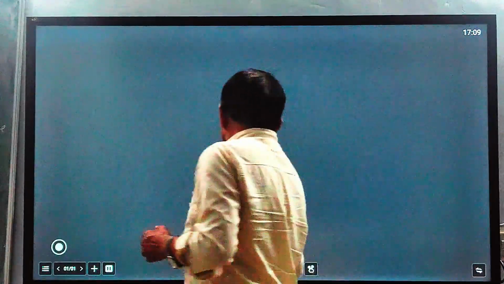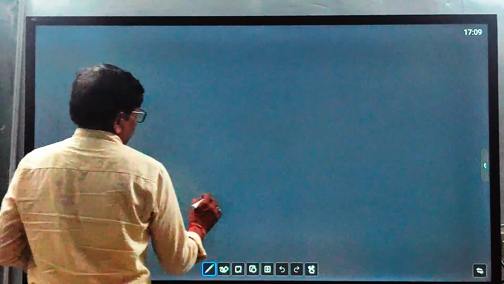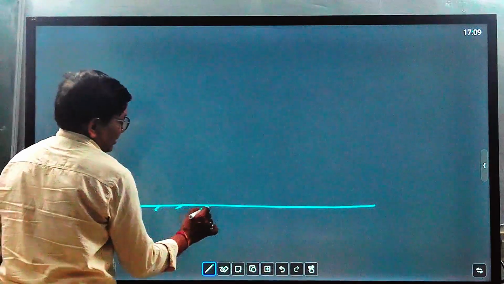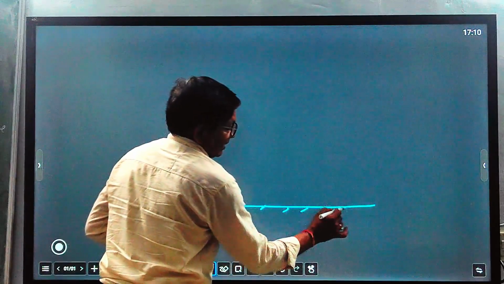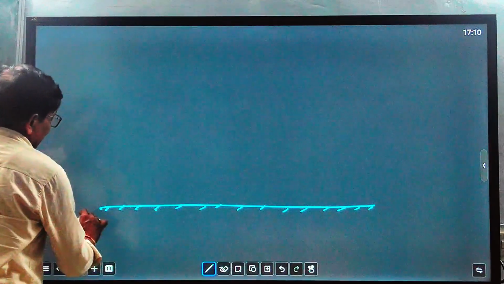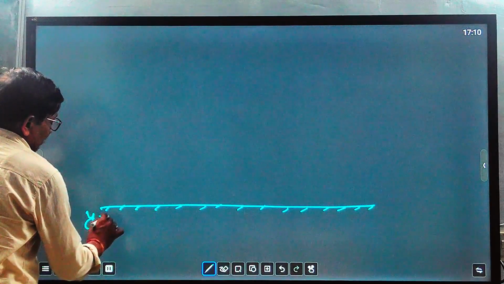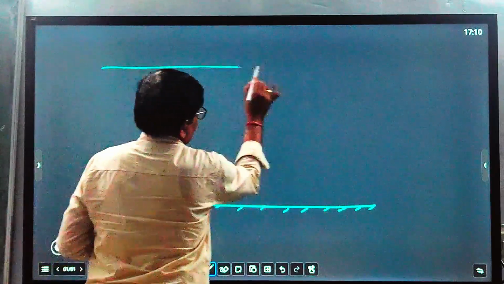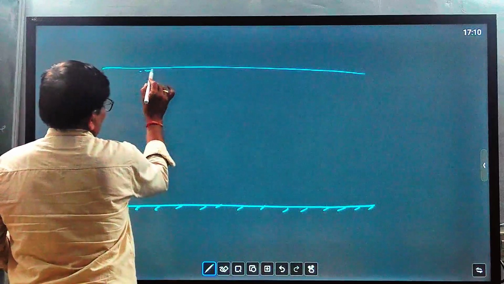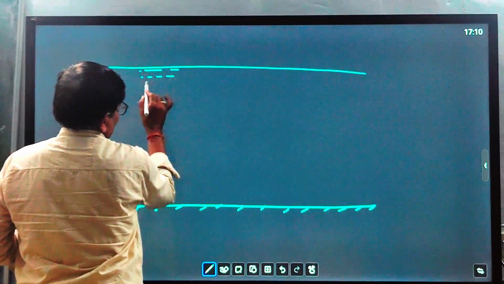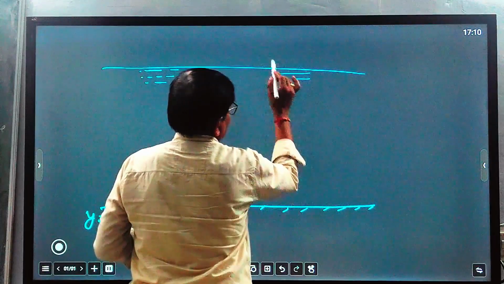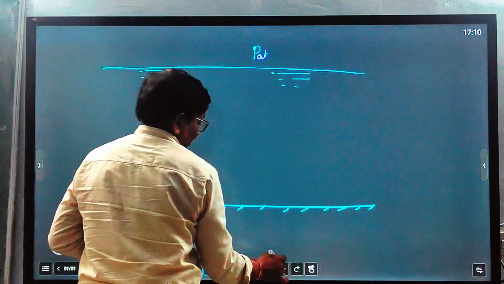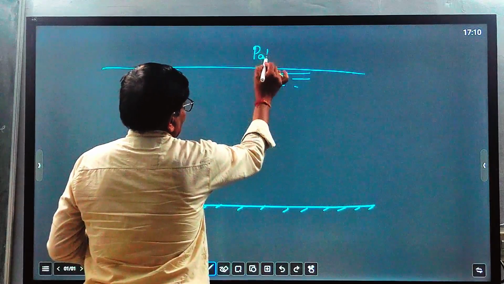So let us see. Take a datum. We will measure distance from this datum. Here y equals 0. And here take a level. Some fluid is there. This is the level, and here the pressure is P atmospheric.